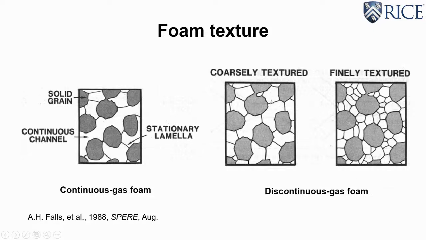And so if it's a coarse textured foam, you have only so many lamella per unit length. You have a certain pressure gradient. If it's finely textured foam, you have more lamella per unit length. You'll have much more resistance to flow.